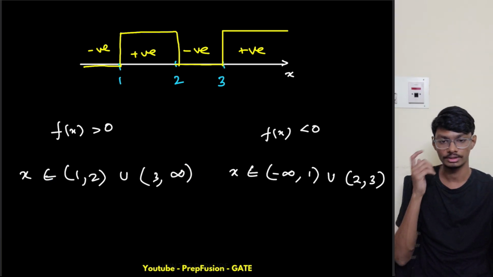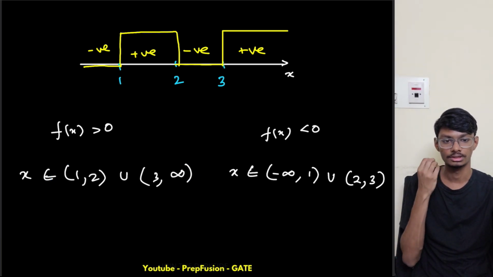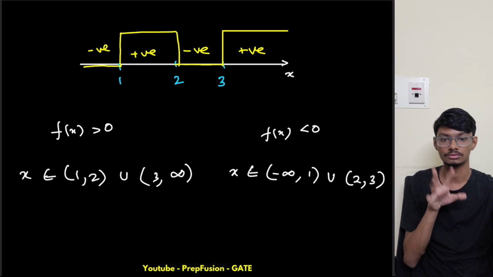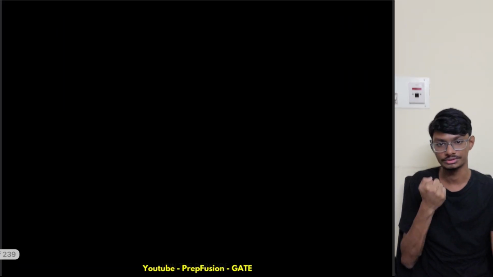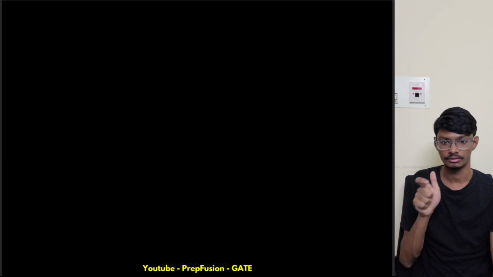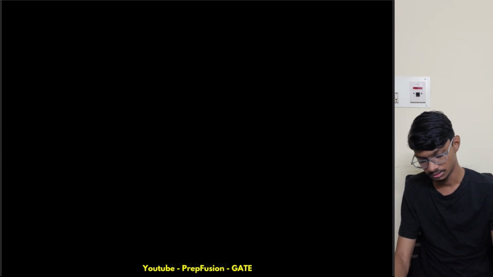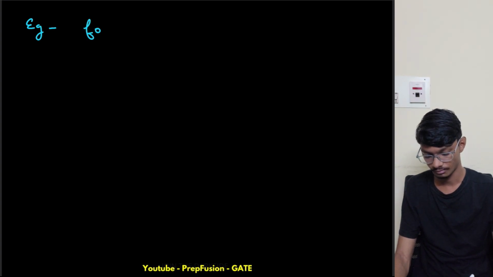Now let us do another example, from which you will understand in a better manner. One more thing is that the question may be twisted. In what sense? I will just give you another question. Let's do this example.